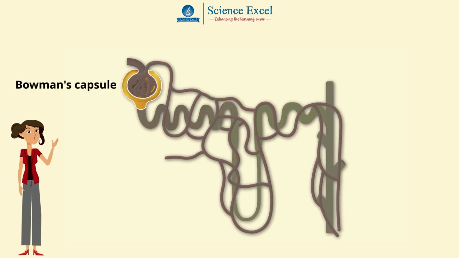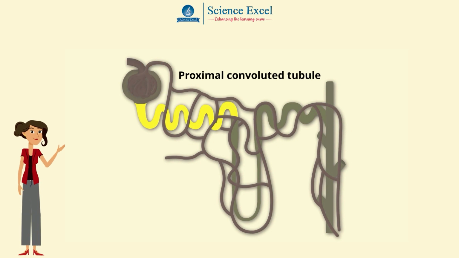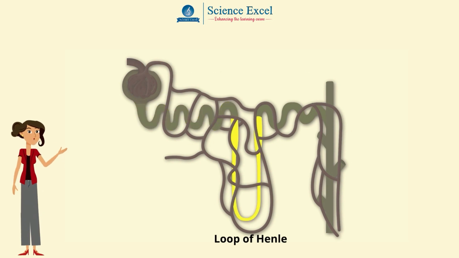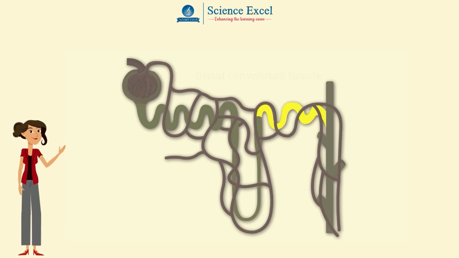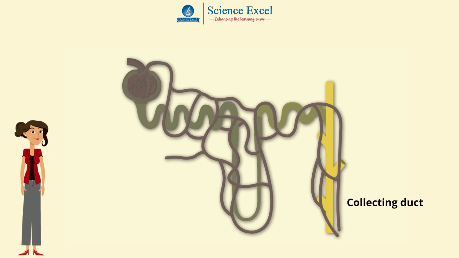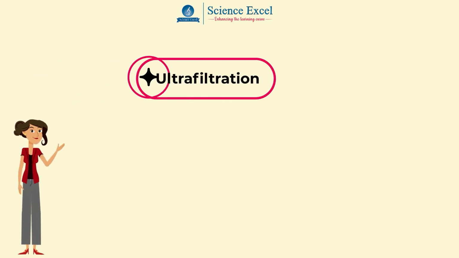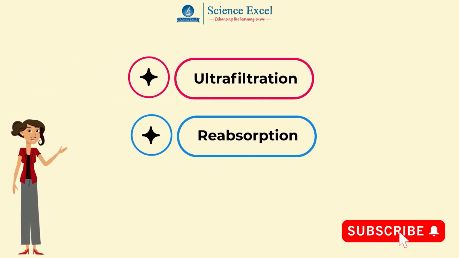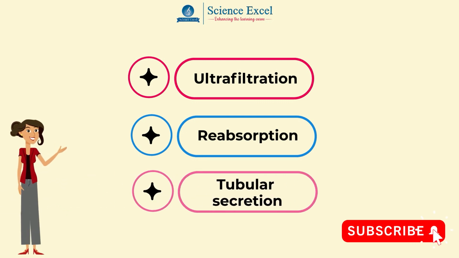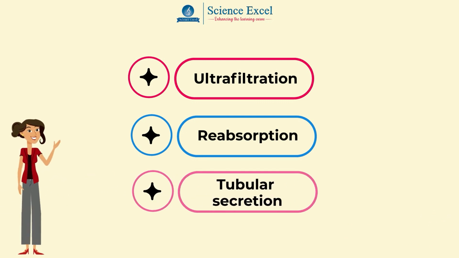Now let us quickly recap the different parts of a nephron. They are the Bowman's capsule, glomerulus, proximal convoluted tubule, loop of Henle, distal convoluted tubule and the collecting duct. The production of urine from blood occurs in three major steps, namely ultrafiltration, reabsorption and tubular secretion. Stay tuned as we explore these in our upcoming tutorials.